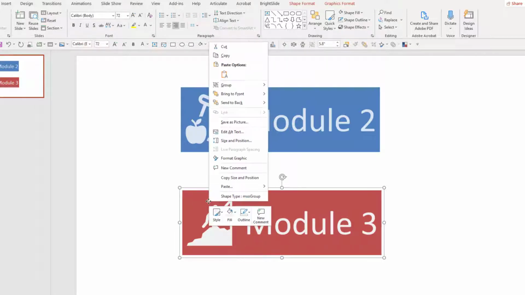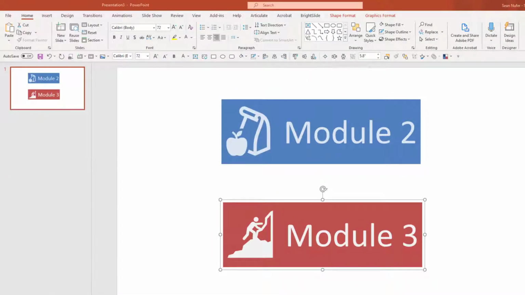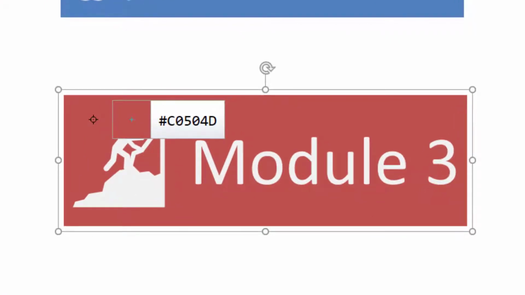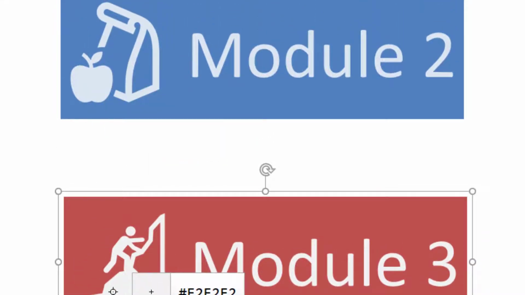All right, so now I have this image, and I would go ahead and save this image. I can name that banner 3 if I wanted. Using my eyedropper tool, I'm going to go ahead and grab this code right here. So C0504D, and that's this color as opposed to the blue or the light blue or the gray. So I want to grab this color.